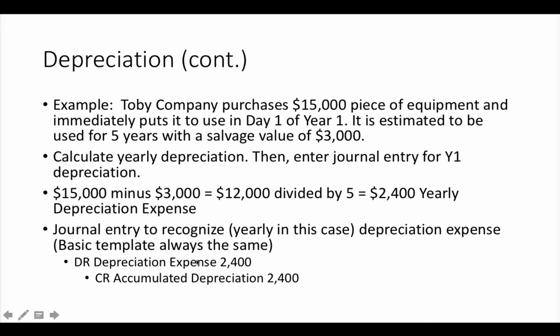Anyway, the template for depreciation for any asset will always look like this. Depreciation expense is debited, accumulated depreciation is credited. Now, I left out something here that you will usually see, and that is you'll see depreciation expense and a little dash, and it will describe what type of asset. So it will say depreciation expense dash equipment, and down here it will say accumulated depreciation dash equipment.